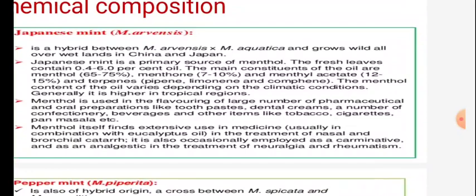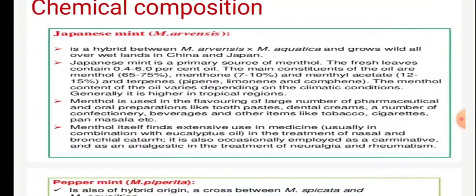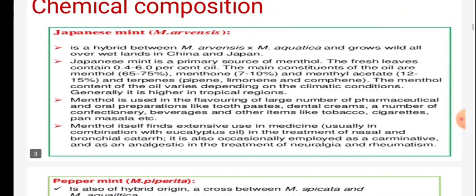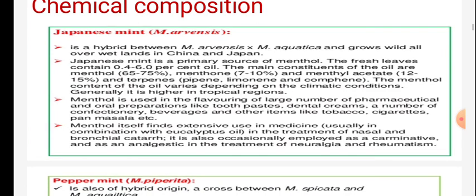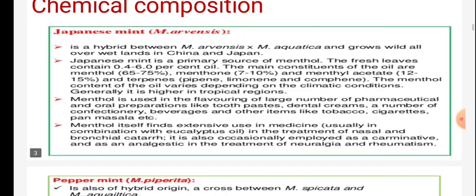Here you are observing that it is a hybrid between arvensis and aquatica, and it grows wild over the lands of China and Japan. The Japanese mint is a source of menthol, and the fresh leaves contain 0.4 to 0.6% oil. The constituents of the oil are menthol 65 to 75%, menthone 7 to 10%, and methyl acetate 12 to 15%. So you have to remember these chemical constituents, any two.